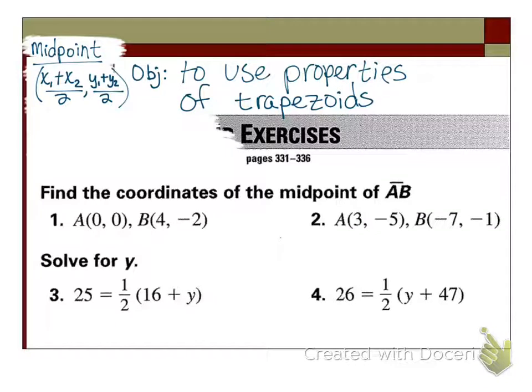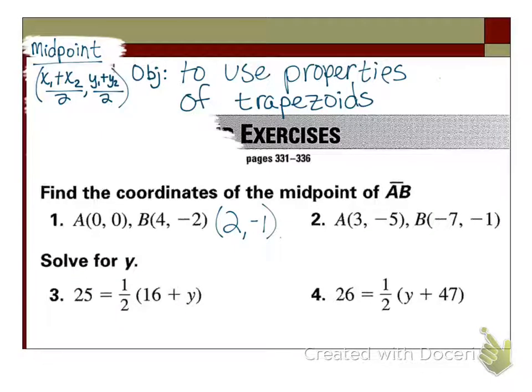Okay, so to find the midpoint on number 1, for my x's, I need to add what? 0 plus 4 is 4. Then we divide 4 by 2, which is 2. For the y's, what am I adding? Okay, 0 plus negative 2 is negative 2. Then we divide by 2. Negative 2 divided by 2 is negative 1. That's all there is to it.